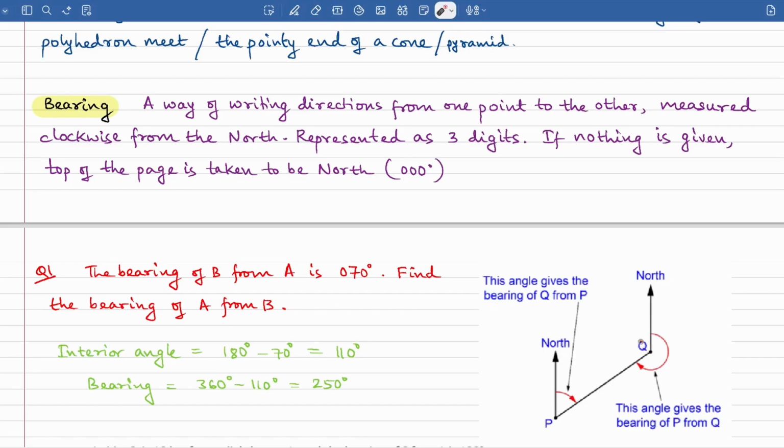Find the bearing of A from B. You will take this second point as a point of reference and do not measure this angle because you have to go clockwise from the north. So you have to measure this reflex angle. Basically, if you have this angle, then this angle should be supplementary to it, right?